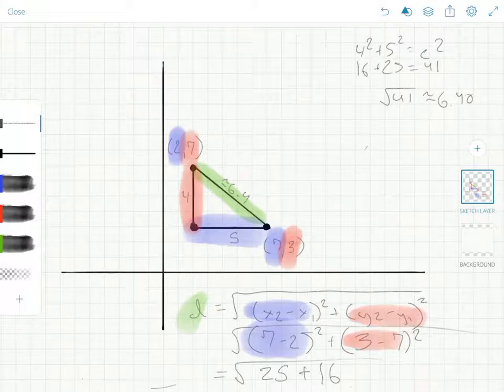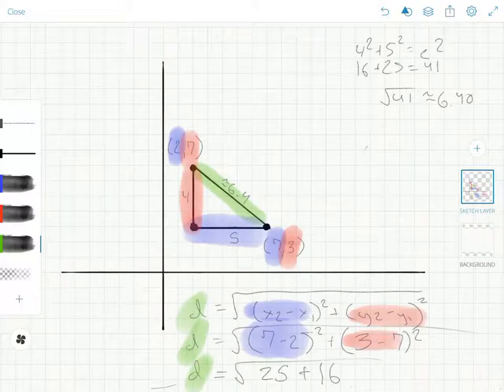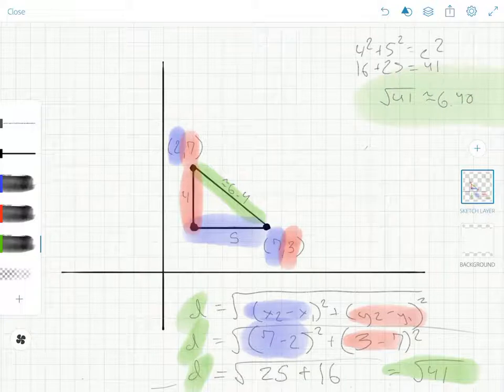And of course, that is going to be the square root of 41. So if we further simplify, 25 plus 16 is 41. So the distance equals the square root of 41. And it does, in fact, match up exactly. So the Pythagorean theorem is verified.